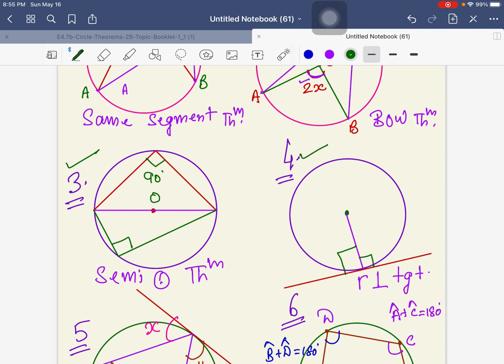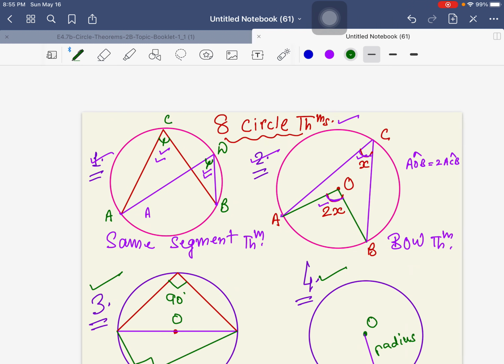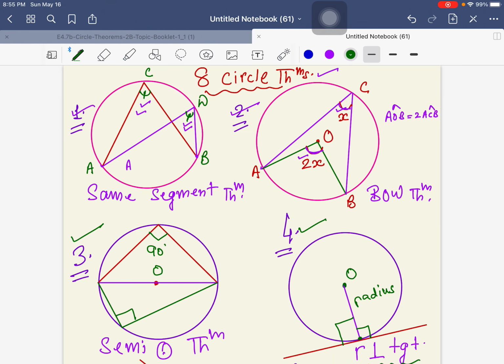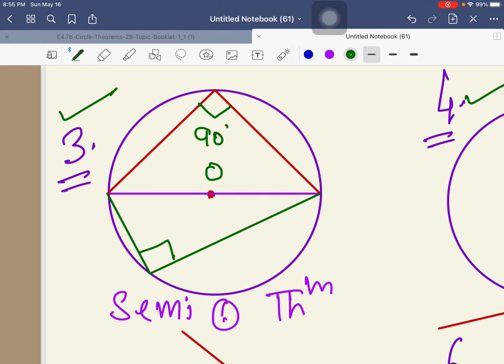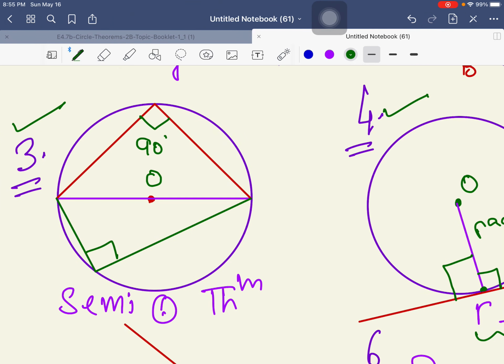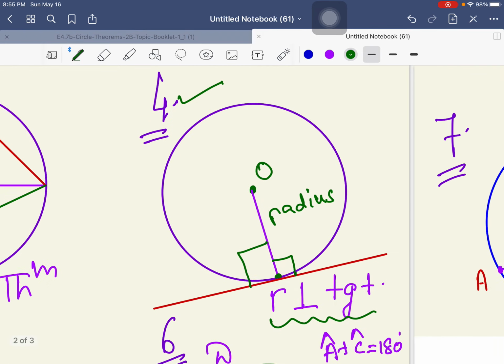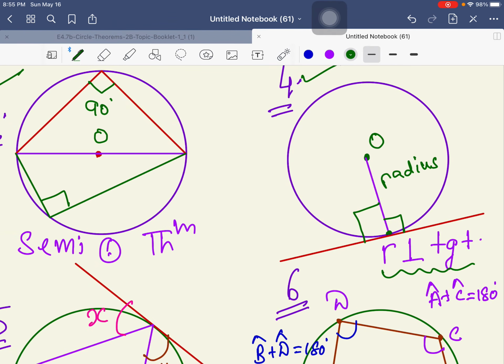Fourth theorem is quite simple. This is the center of the circle and this one is the radius of the circle. This theorem states that the radius is always perpendicular to the tangent at the point of contact. So the first theorem is same segment theorem: angles by an arc on the circle are always the same. Second is bow theorem: angle at the center is double the angle at the circle. Third theorem is the angle by the diameter in the upper or lower semicircle, half circle, is always a right angle, 90 degrees. Fourth is the radius is always perpendicular to the tangent.